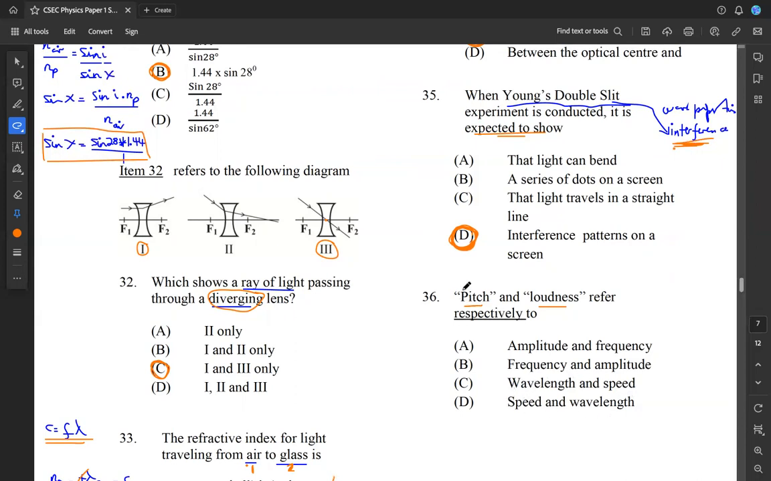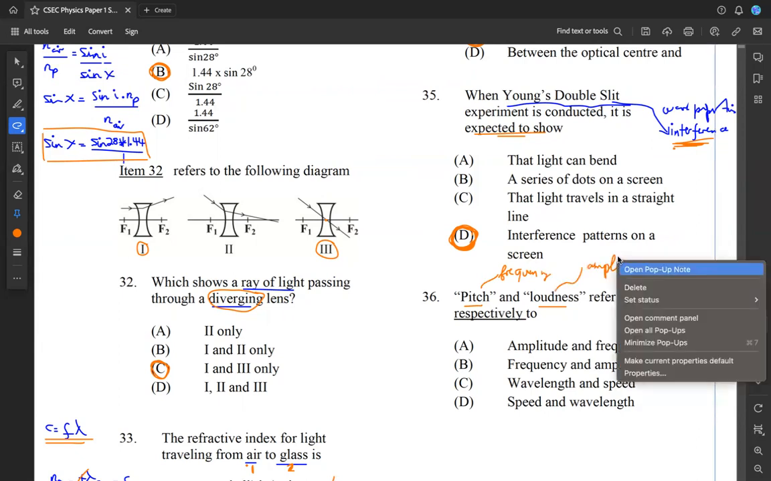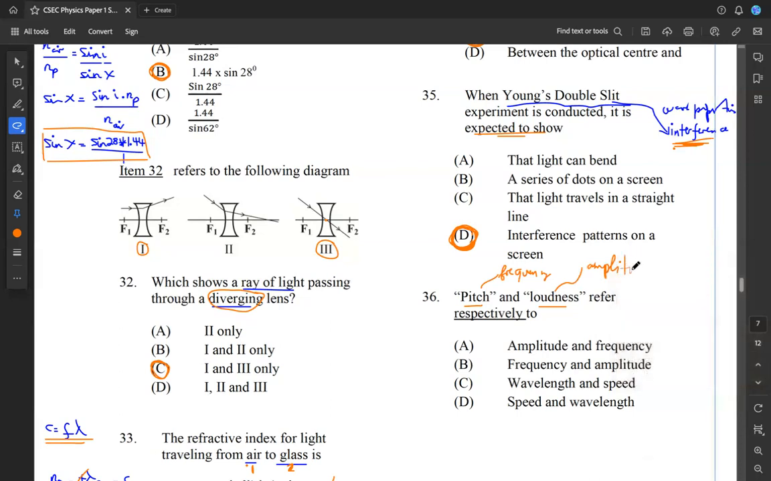But we know that when we talk about pitch, the only thing that changes the pitch of a sound is the frequency. So if we change the frequency of the sound wave, we're going to change the pitch. And if we change the amplitude, we're going to change the loudness or the volume of that sound, okay? So amplitude is related to loudness and frequency is related to pitch. So that's B here, right? They say respectively. So the first one matches with frequency. The second one, loudness, is related to amplitude. So our answer for 36 is B.